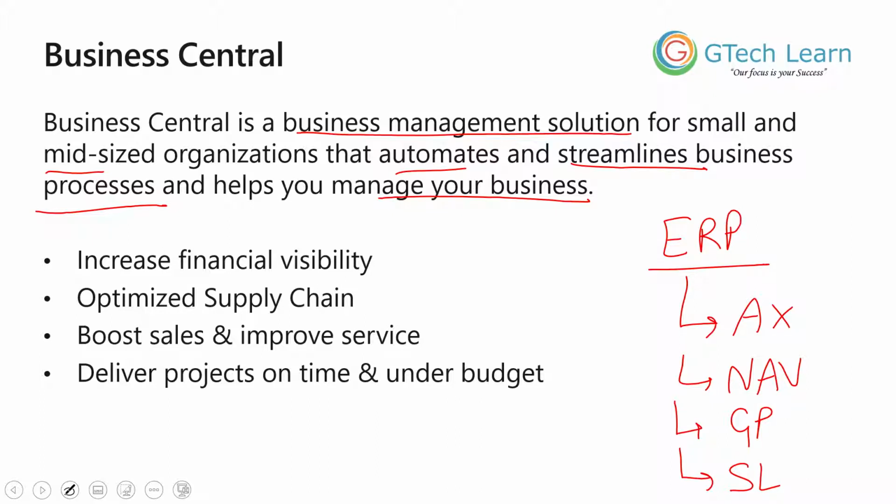Slowly and gradually, Microsoft improved these product lines day by day, and now Dynamics AX is referred to as Dynamics 365 Finance and Operations for mid to large scale organizations. Navision has been transitioned into Business Central. So Microsoft Dynamics NAV now became Business Central, Dynamics 365 Business Central being the latest edition. Great Plains and SL are further available in the market.